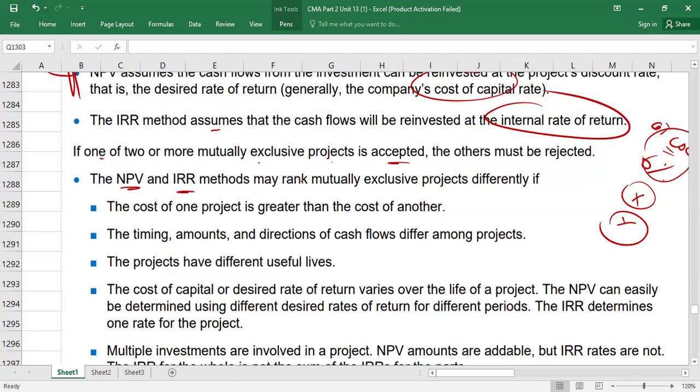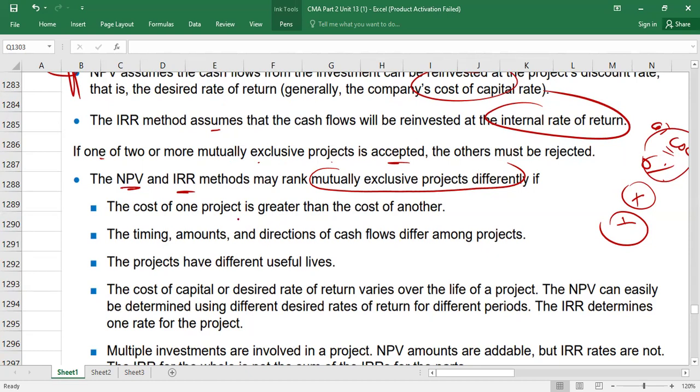Then please remember, we have other points. NPV and IRR methods may rank mutually exclusive projects differently. I told you that if project cash flows are non-conventional and projects are mutually exclusive, IRR and NPV may give you different decisions. Previously, I told you that NPV and IRR may give conflicting results and NPV will be preferred. But the point now is why they are giving conflicting results. This is the answer to why.